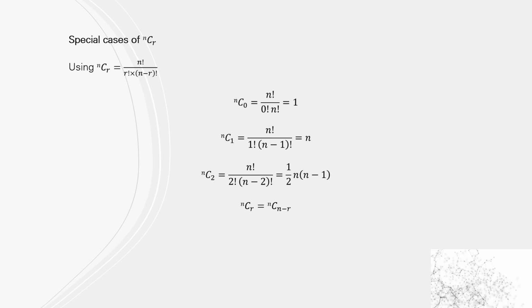Now, one little thing to remember is that nCr is the same as nC(n minus r), because it's symmetrical. If we come r in from the left, then it'll be n minus r in from the right, and therefore they would actually be the same coefficients.